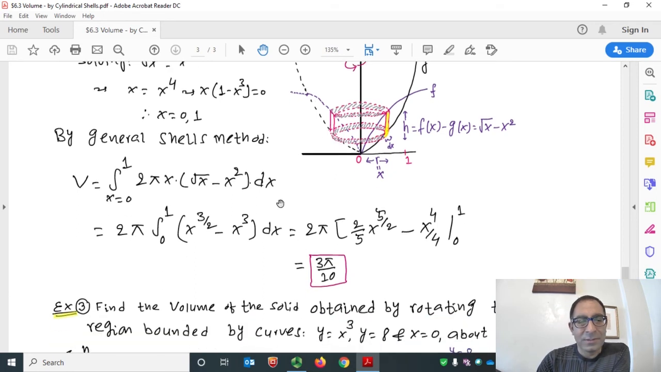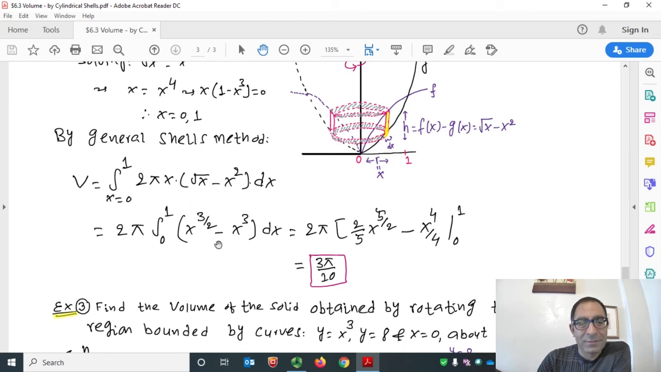Let's move on. Then let's evaluate. So pull 2 pi outside, definite integral, send x inside, so x times x to the power 1/2. Radical x means x to the power 1/2, so it's x to the power 3/2 when you multiply this x inside, minus x times x squared is x cubed dx.